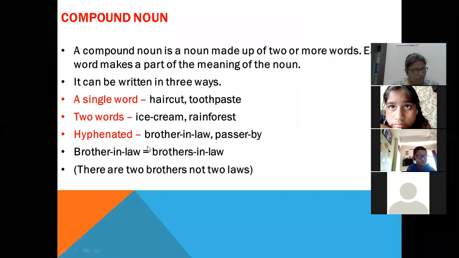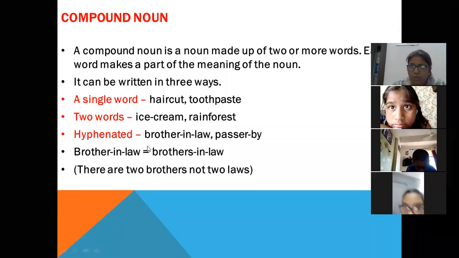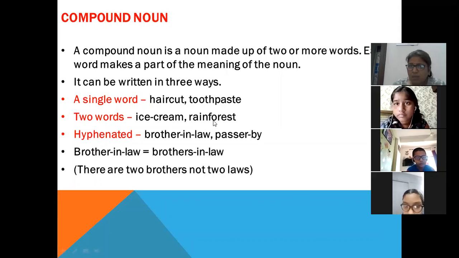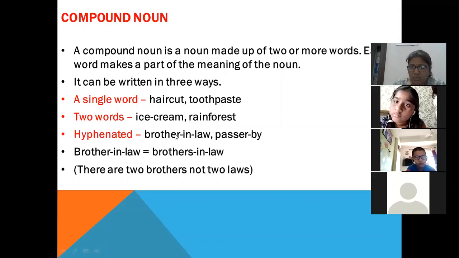Now there is another kind of noun which is called compound noun. So what is a compound noun? A compound noun is a noun which is made up of two or more words and each word makes a part of the meaning of the noun. Now see, I'll explain to you. It can be written in three ways. First is a single word, like haircut, toothpaste. Two words, it can be ice cream, rain forest. Ice plus cream, rain plus forest. Then a hyphenated word. Hyphenated means you can see the small dash here. It means these words are linked with each other.